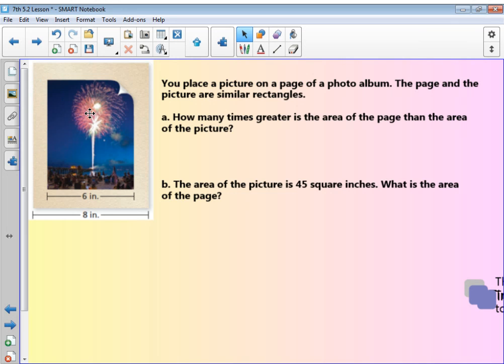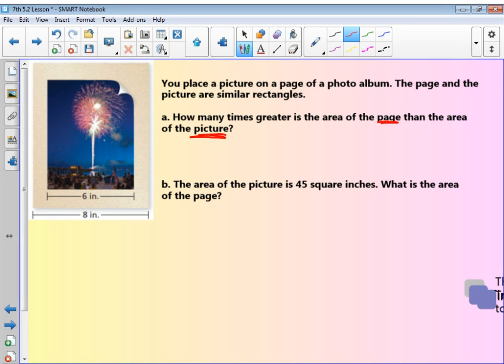It says you place a picture on a page of a photo album. The page and the picture are similar rectangles, so that means they're proportional. How many times greater is the area of the page than the area of the picture? So once again, we're going to do what we were just doing. They're just wording it differently. They're asking how much greater is the area of the page than the picture.